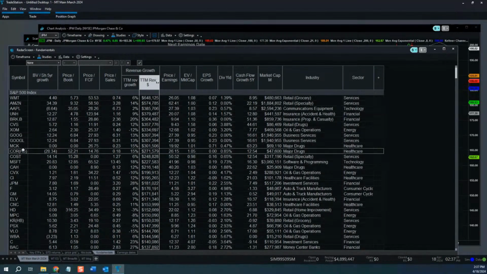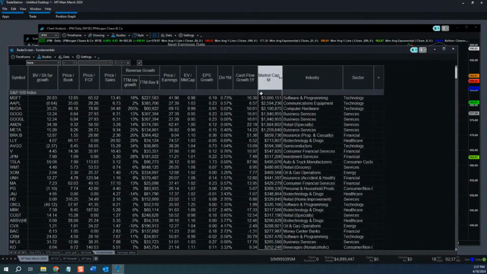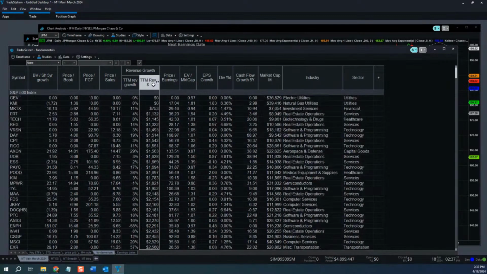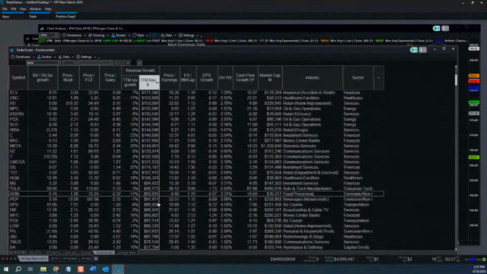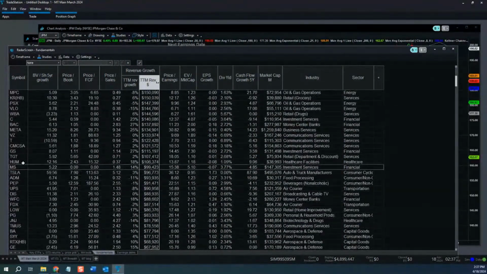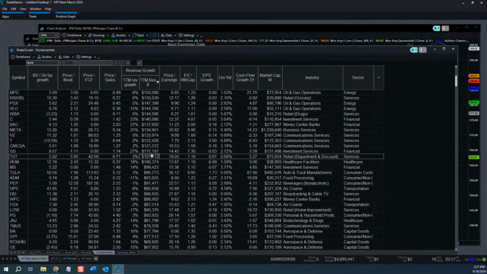Wow, I don't even see it here. Let's see where Tesla's at. I'll rank now by market cap. Tesla, here it is. It has revenue of 96 billion, so it's pretty far down the list here. Tesla is under Target, for example. Target trades for 0.7 times revenue and Tesla trades for 5 times revenue.